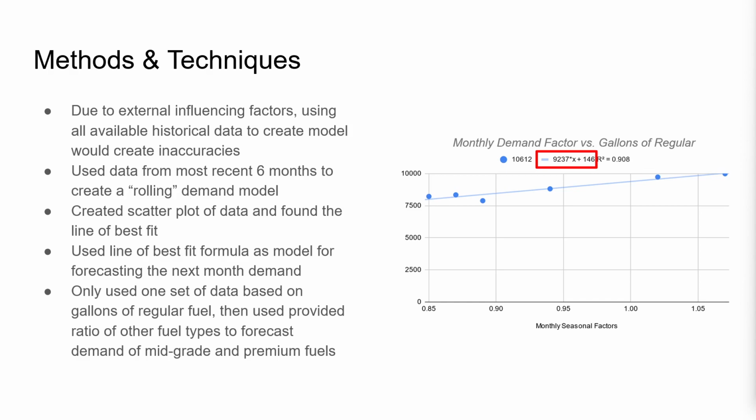We decided to only use the data from the most recent 6-month period to create a rolling model of demand to prevent old data from muddying the integrity of the most recently available data. To develop our model, we created a scatter plot of the data of interest and used Excel to find the line of best fit. The formula of this line can then be used as our linear regression model for the next monthly forecast. To reduce the workload, we used data for only the regular fuel type, then used the provided ratios to calculate demand for the mid-grade and premium fuel types.